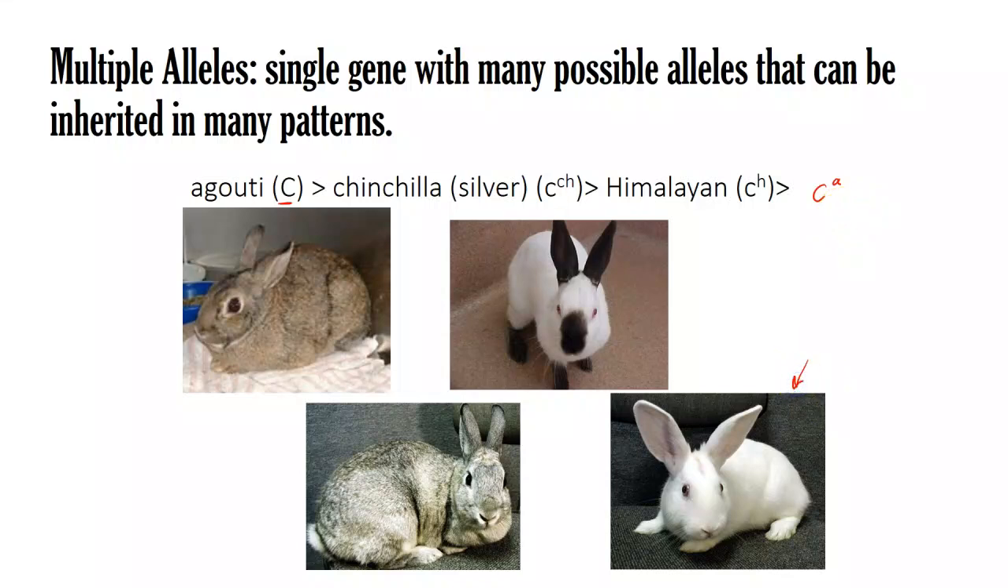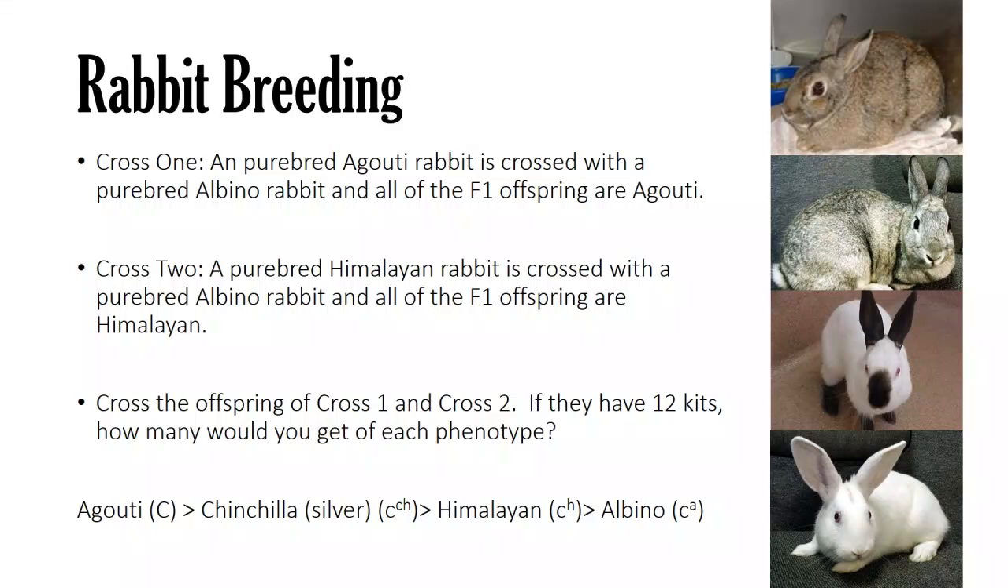Whenever we're doing codominance and multiple alleles, we tend to see that there are many different alleles and many different patterns. So we'll come back and do a little bit of work with both of these, but I do want to play with multiple alleles for a couple minutes and practice with our little rabbits. In your packet on page 23, we're going to do a couple practice problems. In cross one, we're going to cross a purebred agouti rabbit with a purebred albino rabbit. All the F1 offspring are agouti, so see if you can map that out in your packet.